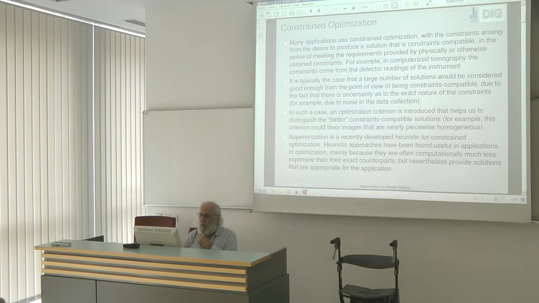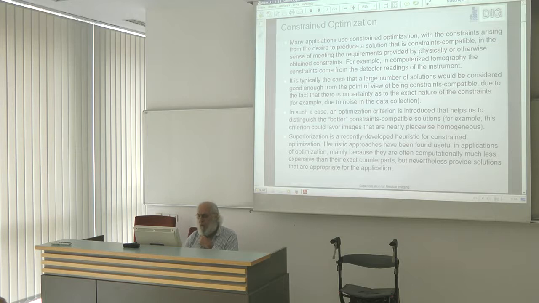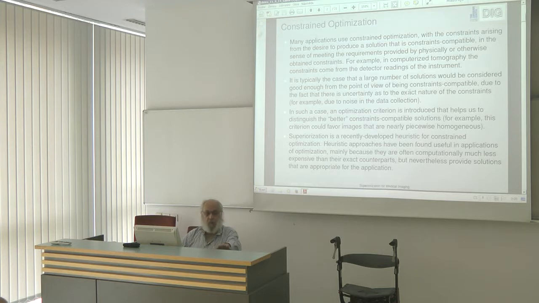So when this happens, and this is the idea of constraint optimization, usually what people do is that in addition to the constraints, you introduce an optimization criterion to distinguish between better constraint-compatible solutions. For example, in medical imaging, the human body is made out of organs, so it's more or less piecewise homogeneous. And you can express that by a mathematical formula, the level of piecewise homogeneousness, and you want to find a constraint-compatible solution which also satisfies the requirement that the image is piecewise homogeneous.